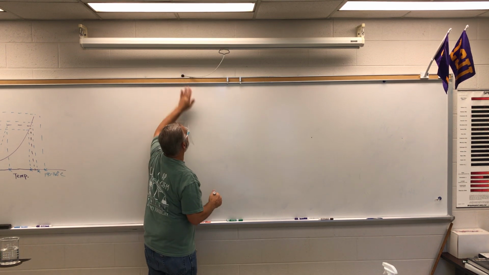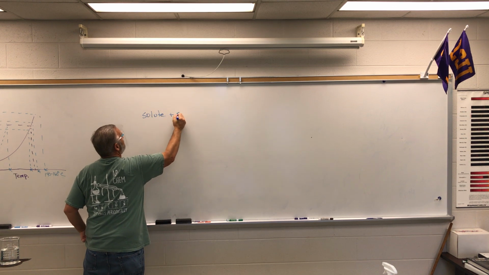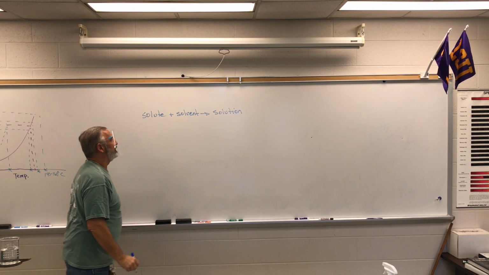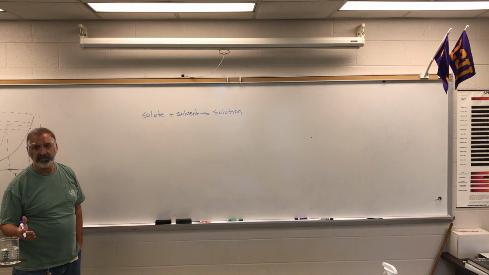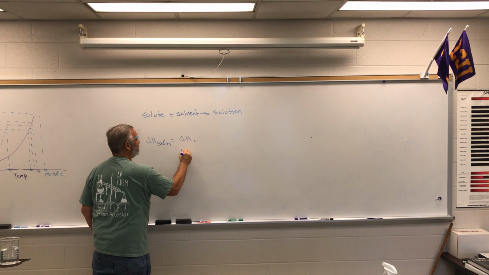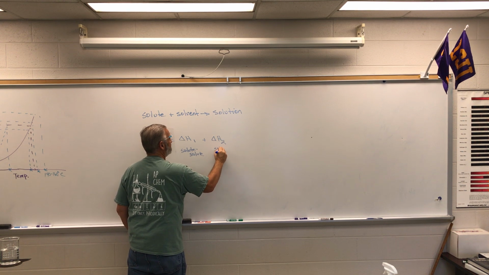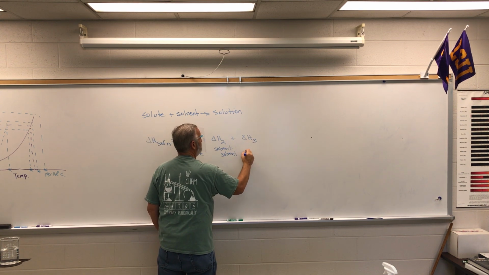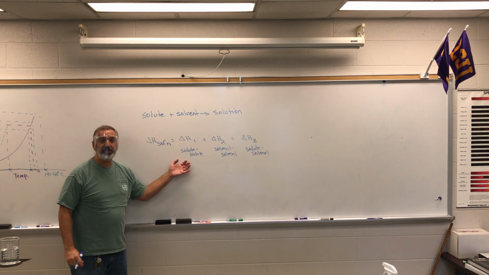All right. So in terms of energy, we talked about solute plus solvent yields a solution. So we have our delta H1, our delta H2, and our delta H3. Our overall heat of solution is going to equal delta H1, which is solute to solute, plus delta H2, solvent to solvent, plus delta H3, which is solute to solvent. So all these are your three, but they're all occurring at the same time.